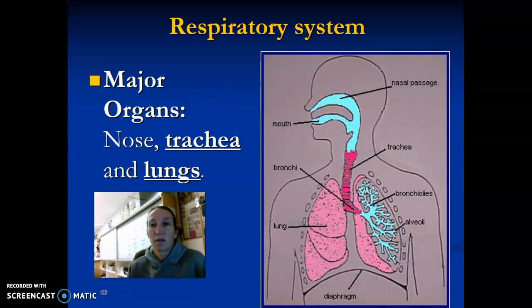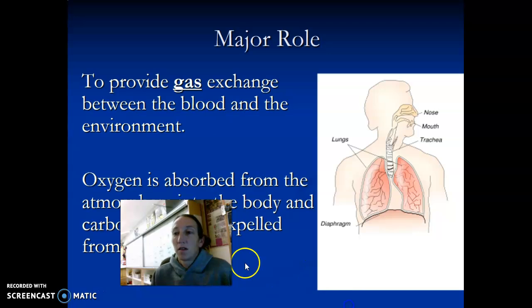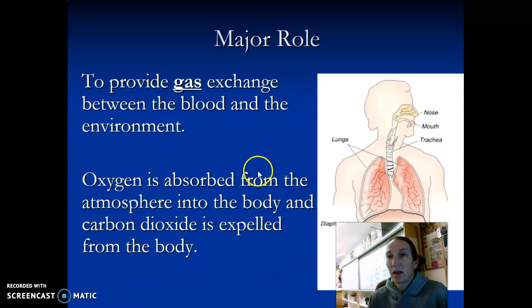Okay, respiratory system. Its major organs are your nose, your trachea, and then you branch into your lungs. Its biggest job is to provide gas exchange between the blood and the environment. So it takes oxygen in and it pushes carbon dioxide out.